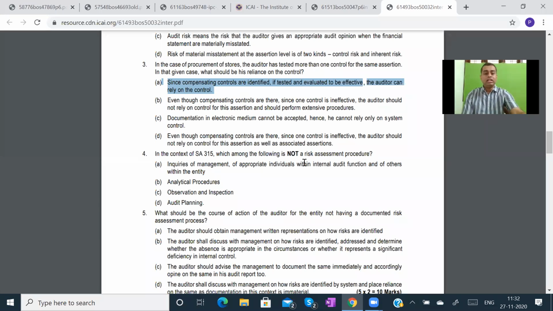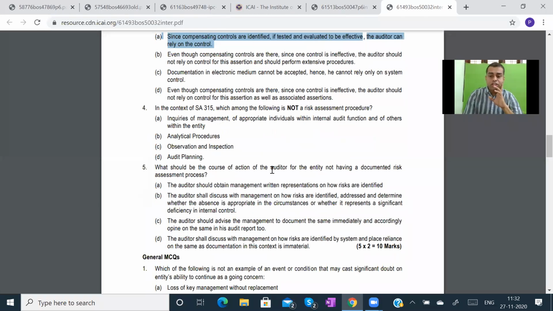Okay, good. Then 4. Read the 4th question. In the context of SA 315, which among the following is not a risk assessment procedure? Option A, inquiries of management and of appropriate individuals within the internal audit function and of others within the entity. Option B, analytical procedures. Option C, observation and inspection. Option D, audit planning. Very good.